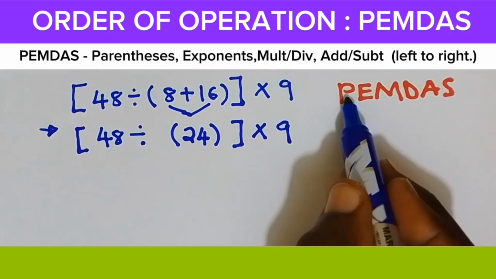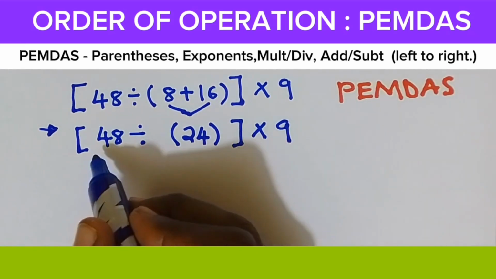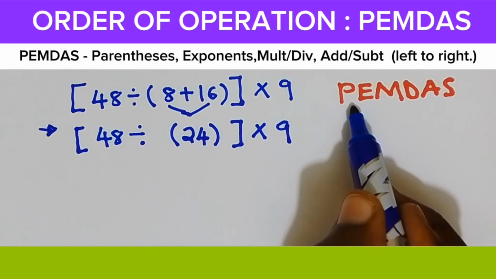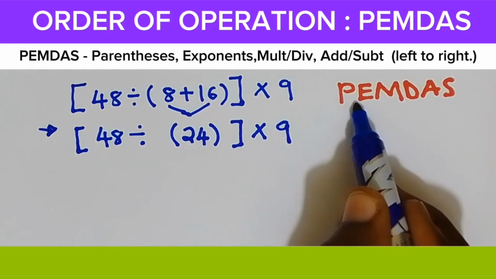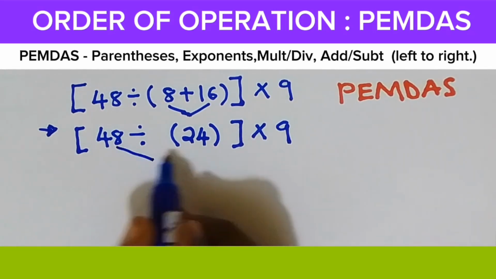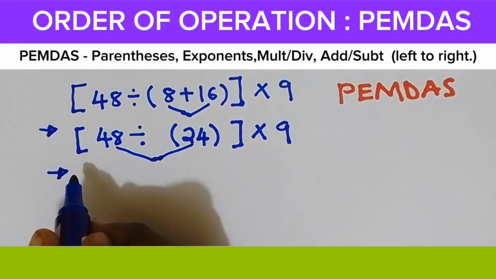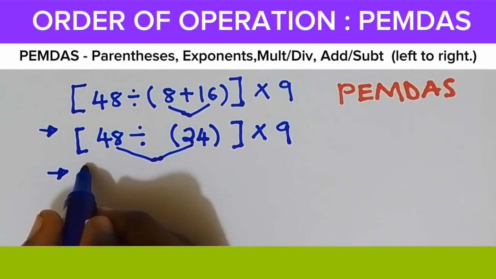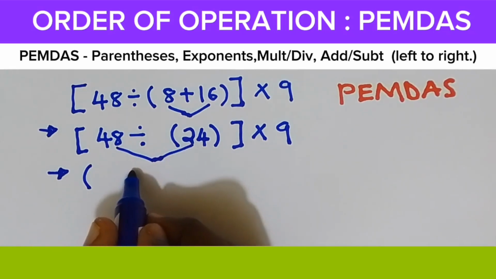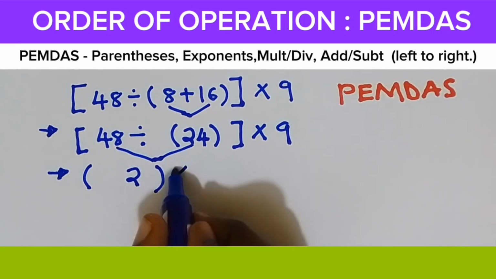Do I have any parentheses? Yes. Still, I'm supposed to work on the big parentheses. Again, I'm going to get instruction from PEMDAS. Do I have any parentheses? Yes, I have parentheses here. So I'm going to work with these two here. So the direction is from left to right. That is going to be 48 divided by 24, which I'm going to get 2. And then out of parentheses, multiply by 9.